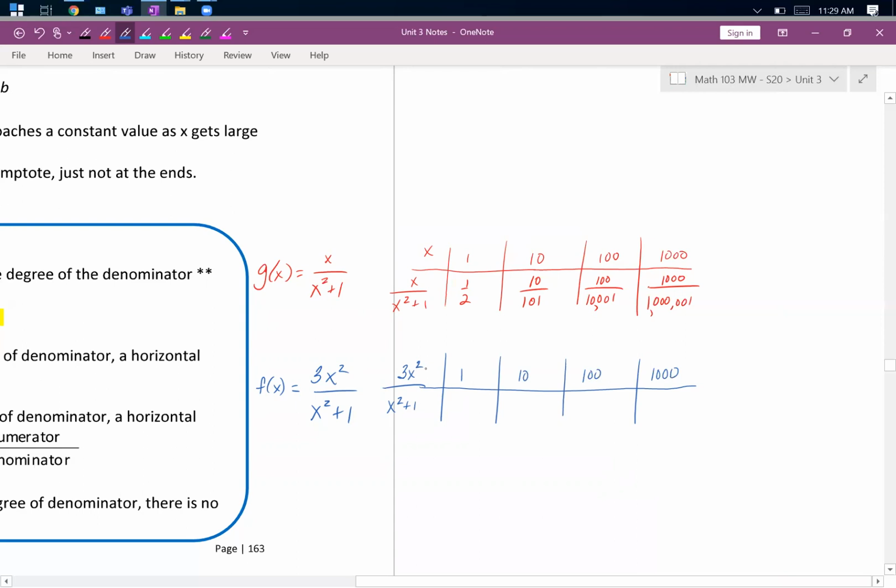Plugging in 1, we're going to get 3 over 2. Plugging in 10, we get 300 over 101. Plugging in 100, that's 30,000 over 10,001. And plugging in 1,000, that gives us 3 million over 1,000,001.